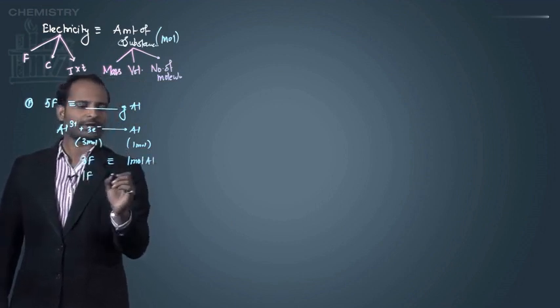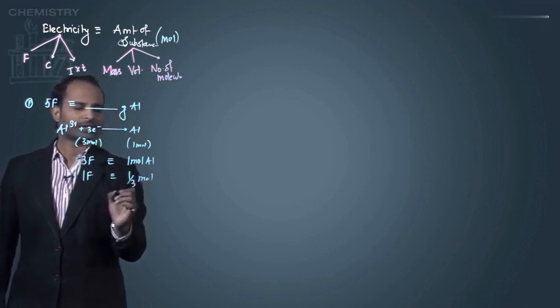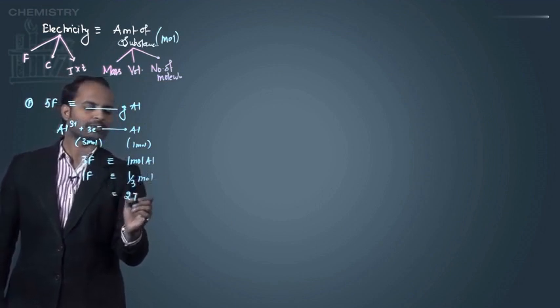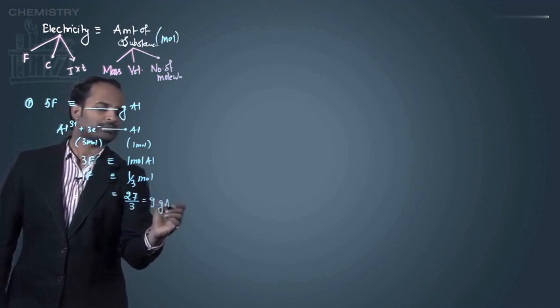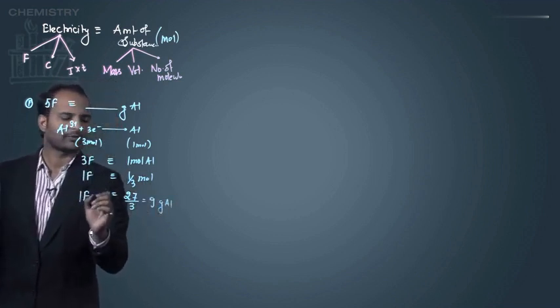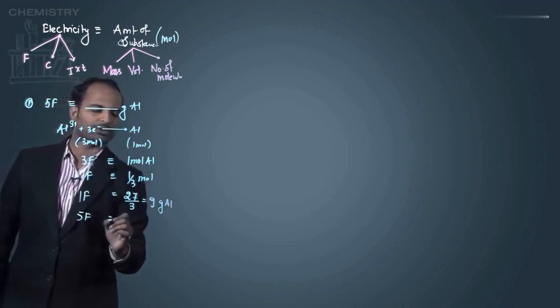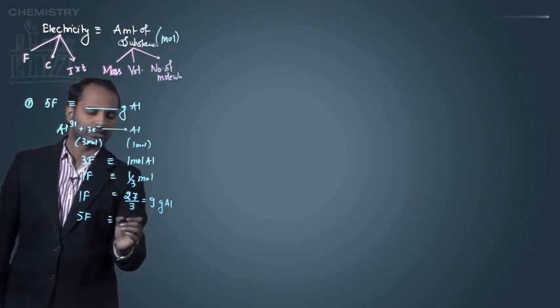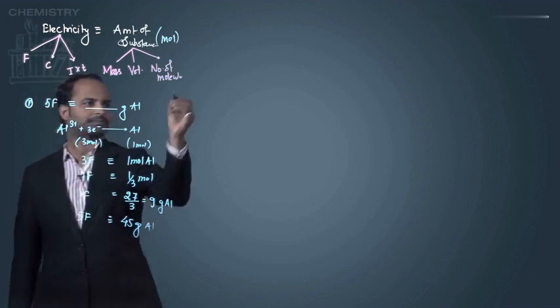So 1 Faraday is equivalent to 1 by 3 moles, which means 27 upon 3, that is 9 gram of aluminium. So if you pass 1 Faraday of electricity, 9 gram of aluminium is formed. Then 5 Faraday of electricity will form 45 gram of aluminium. So this is the answer.